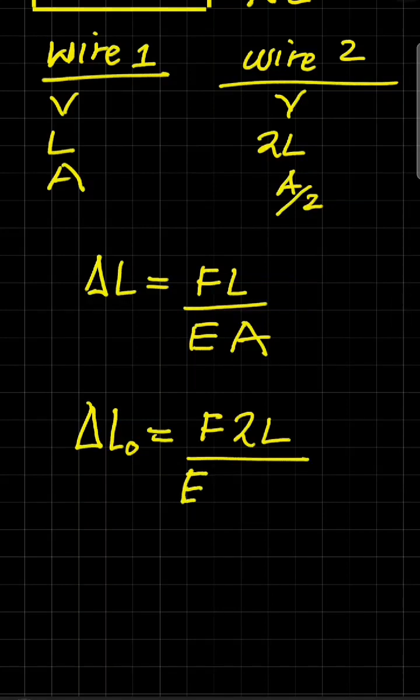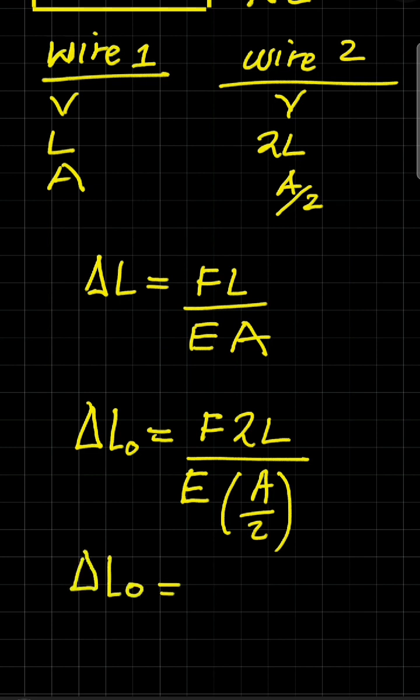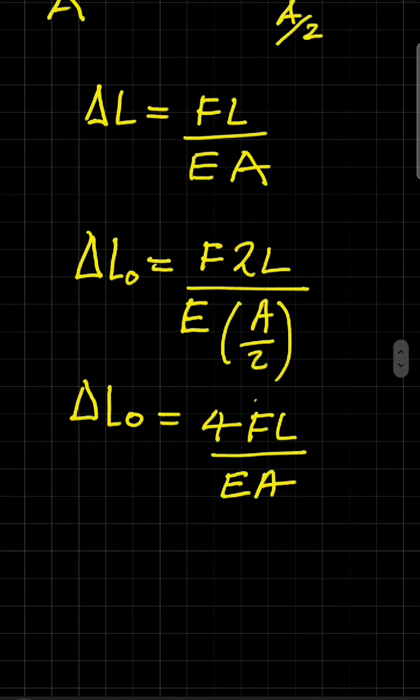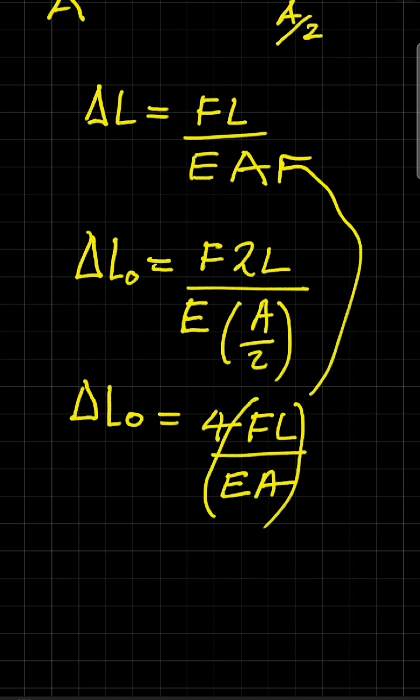The Young's modulus, which didn't change because the materials were the same, and the area, which is that. So simplifying this, we get 4FL divided by A. Now, if you notice here, this is just the same as that, and this right here as well is the extension of the first wire.